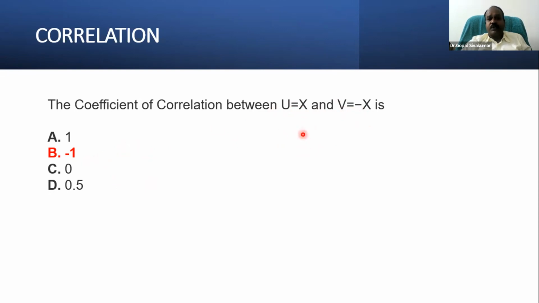Why do I say minus 1? When u equal to plus 1, v equal to minus 1. Exactly opposite, right? When u equal to 1, one of you tell me, what will be v? Minus 1. So when I change u by 1 unit, v also changes by 1 unit, but in the opposite direction. So the correlation coefficient is minus 1. This is what we discussed.